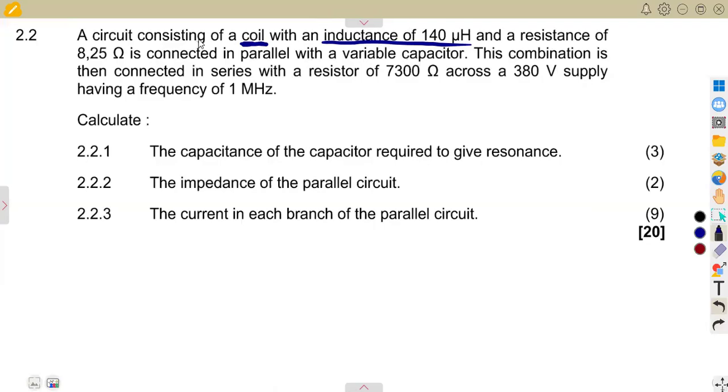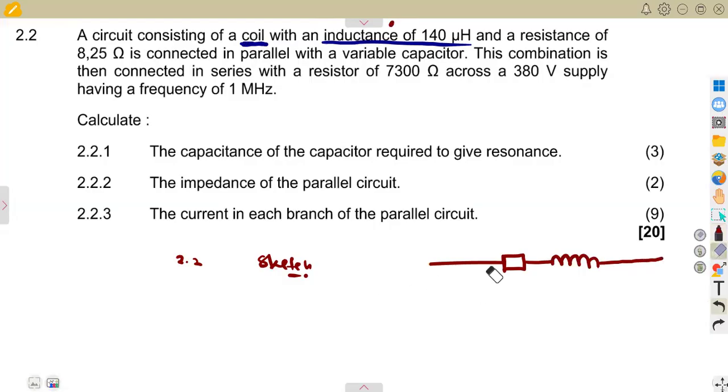So the coil is connected in parallel with a variable capacitor. You can even present it this way. That's 2.2. I'm just going to sketch the diagram of how it's going to look. There is a coil, and you can draw a capacitor on top, no problem, or you can start with the coil. The coil has an inductance and also a resistance. That's the RL part of the coil. It's an RL circuit.